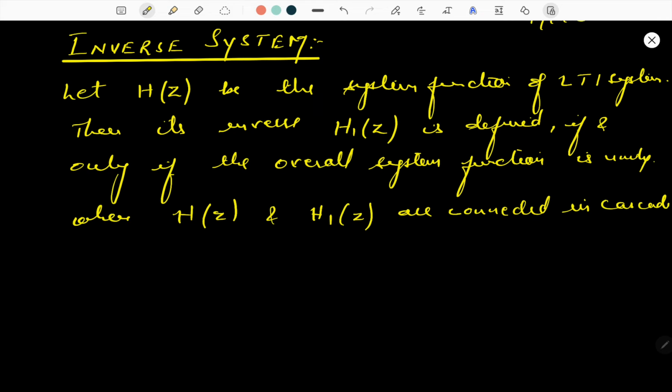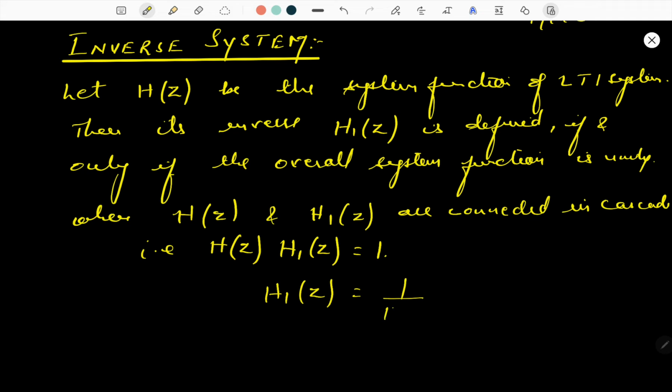if both are in cascade connection, what does this mean? That H(z) and H1(z), the product should be 1. All right, because the inverse of that is connected to the same function, then it should be equal to 1. So from here you can see that the inverse of H(z) should be equal to 1 upon H(z). This is a simple thing.